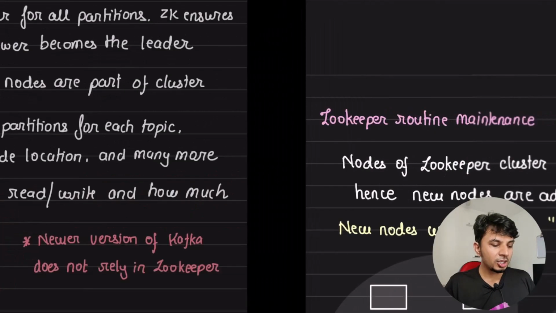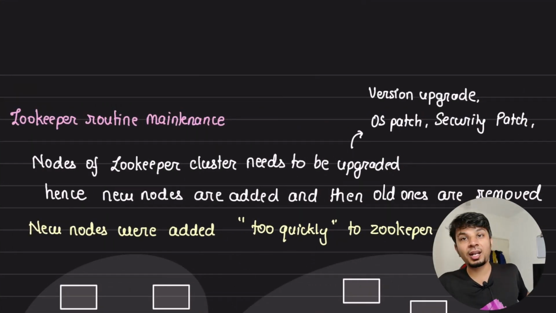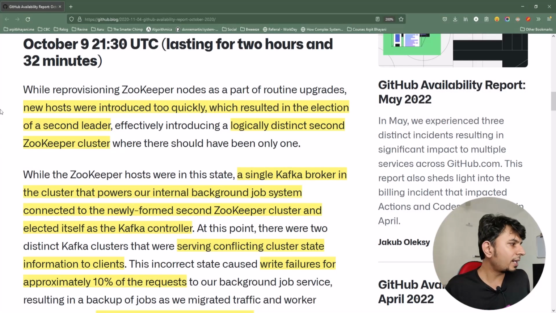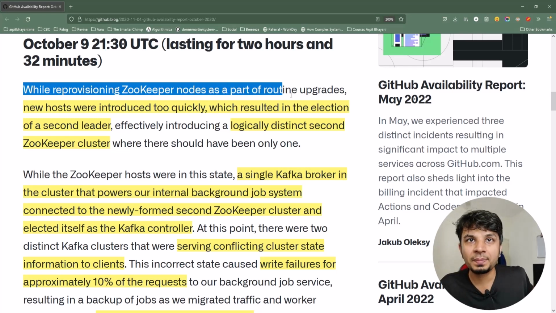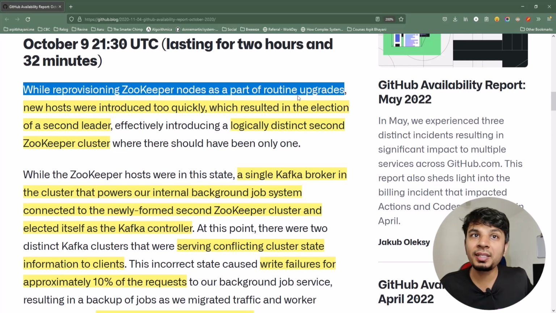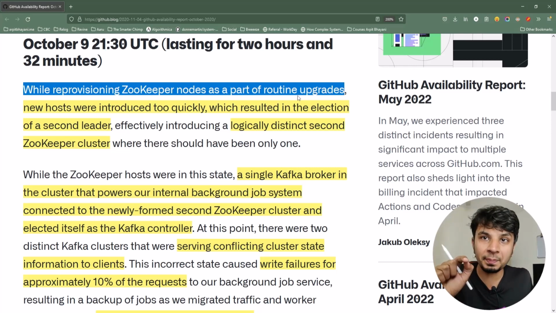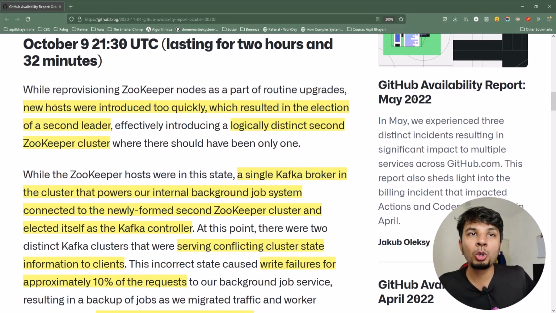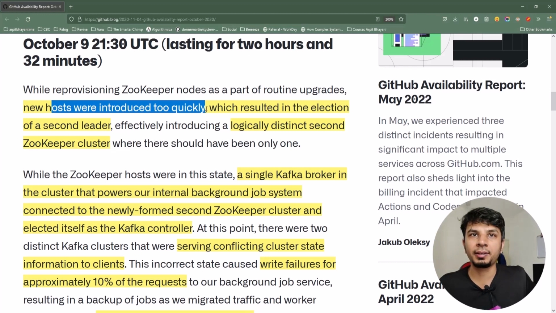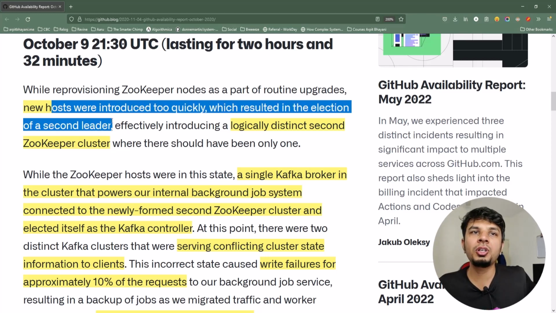Okay. So now that we have a very solid foundation, we take a look at the incident report. The incident report says: while reprovisioning Zookeeper nodes as part of routine upgrades, every cluster needs to go through upgrades, and this is about Zookeeper nodes, not Kafka nodes, new hosts were introduced too quickly, which resulted in the election of a second leader.